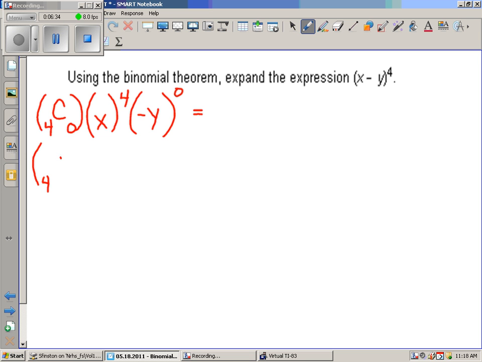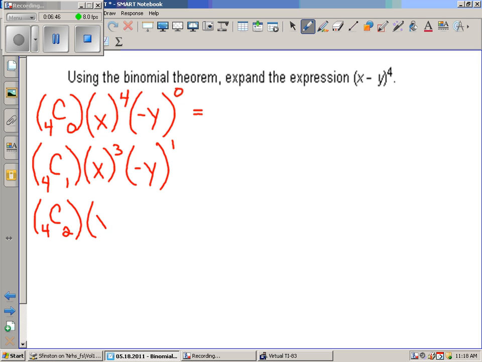And then we're going to do 4C1, x to the 3rd, negative y to the 1st. 4C2, x squared, negative y squared. 4C3.